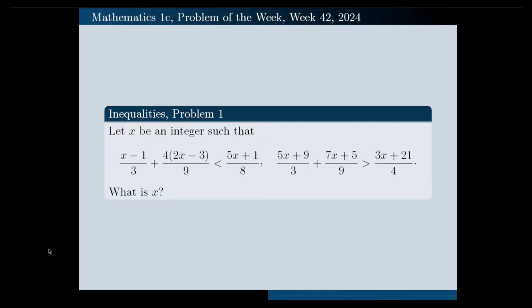Hello, in this video I am going to solve the following problem for you, which is a problem on the topic of inequalities. Let x be an integer such that (x minus 1) over 3 plus 4 times (2x minus 3) over 9 is less than (5x plus 1) over 8, and (5x plus 9) over 3 plus (7x plus 5) over 9 is greater than (3x plus 21) over 4.